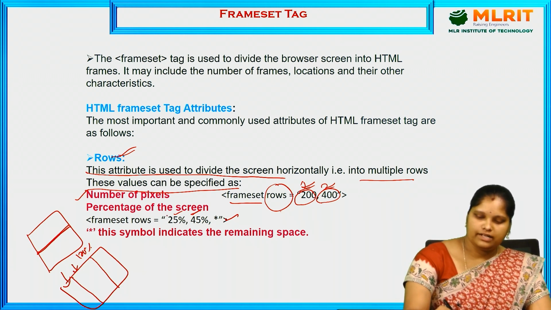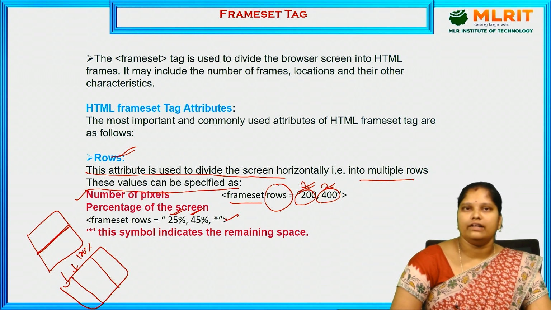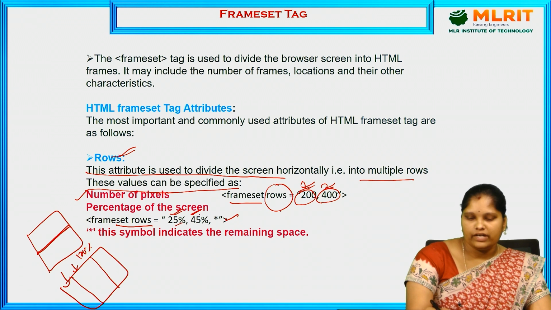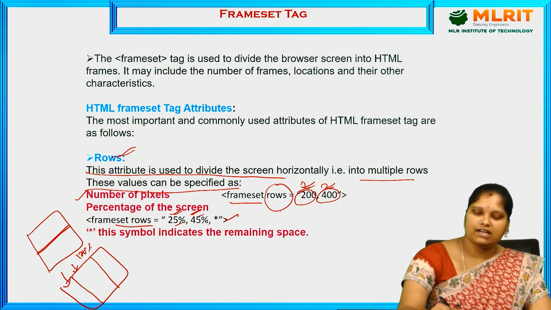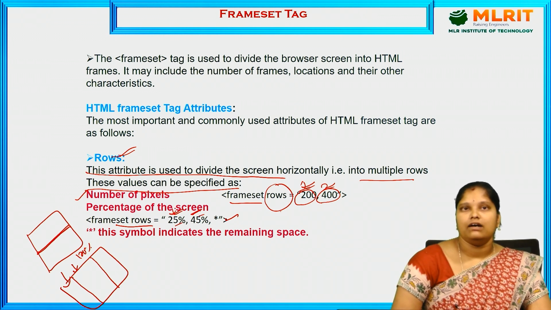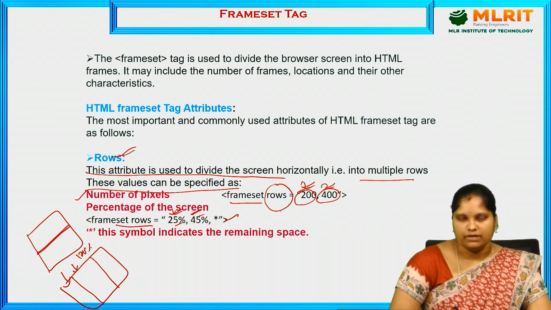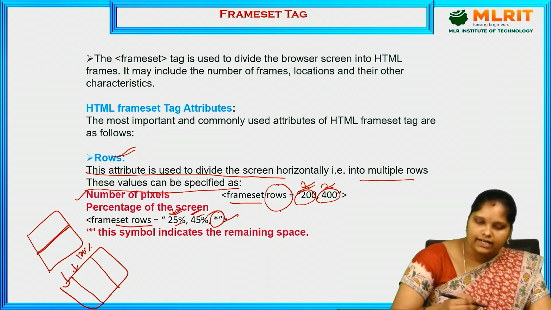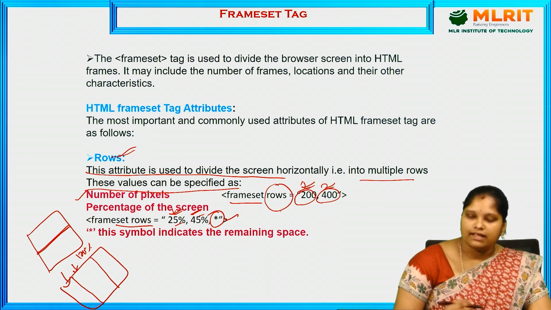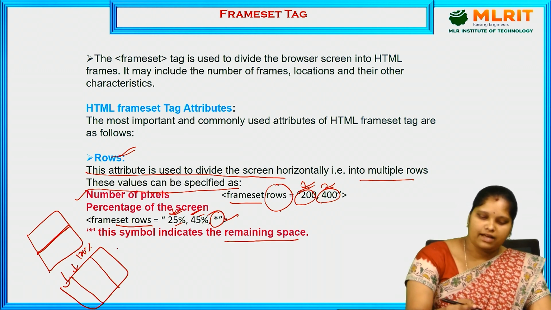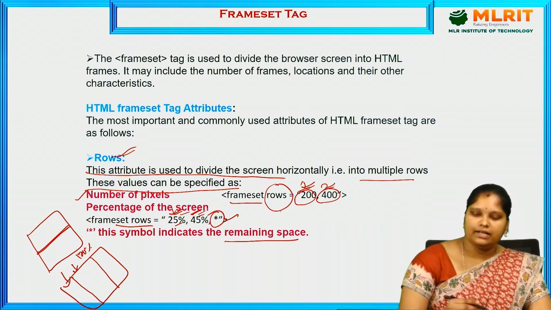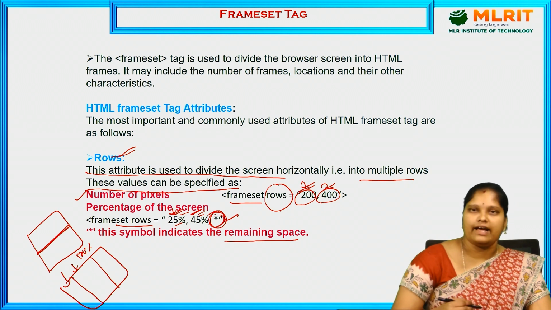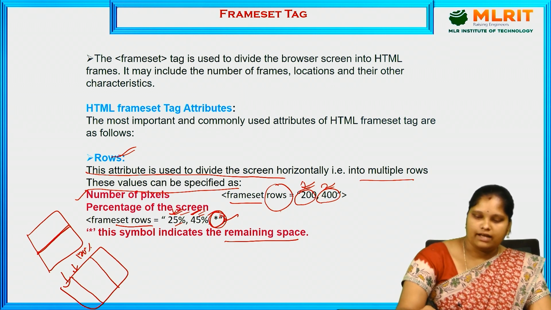This percentage, this ratio I need to divide as rows. Frame set rows equals 25% and 45%. Two frames are there. First frame is 25% and second frame size is 45%. And this symbol indicates the remaining space. 100% is there, here 25 and 45 is completed. The remaining space is considered as star.